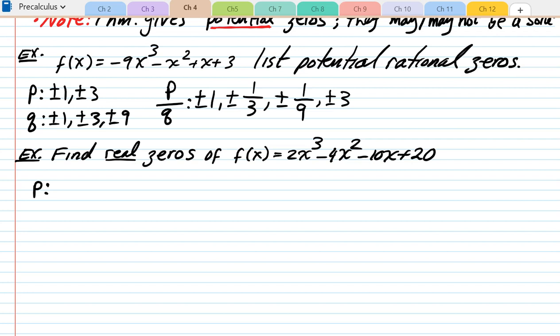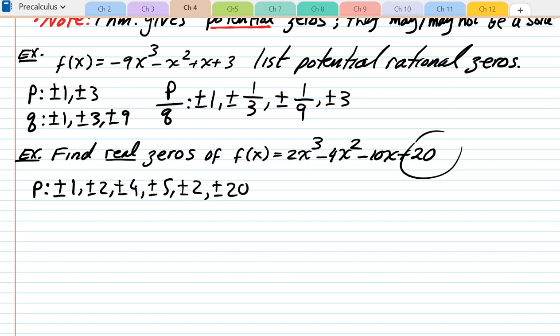Remember, p is all possible factors of the constant, 20. So that's going to be plus minus 1, plus minus 2. It's going to be a long list. Plus minus 4, 4 times 5 is 20, 2 times 10, 1 times 20. Look at all those. Q is all possible factors of the leading coefficient, the factors of 2, because 2 is prime. It's 1 times 2. So that's just going to be plus minus 1, plus minus 2.